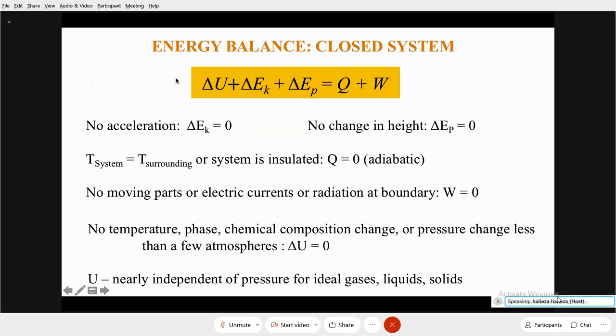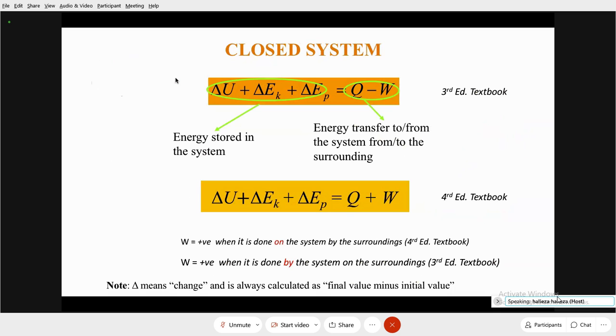The same equation. Most of the systems in the industry are not closed. Why is it not closed? Because when you have a closed system, nothing can enter it. The mass cannot enter it. Only energy can enter and come out of the system.